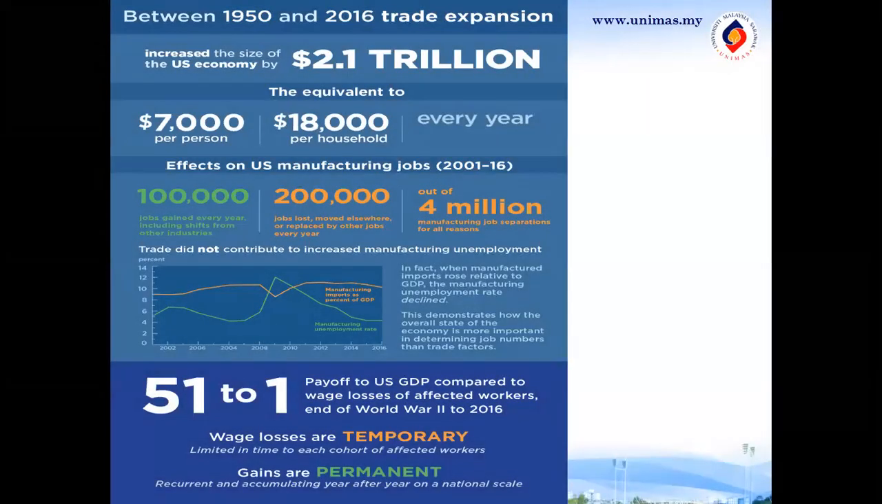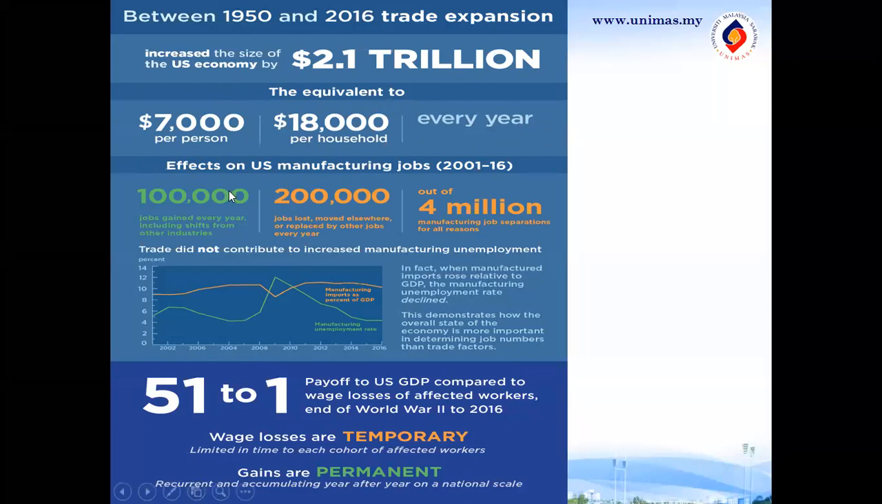Okay, so this is also another empirical evidence, if you will. Between 1950 and 2016, the U.S. economy has increased its size by 2.1 trillion. We have never even seen a trillion. I don't think we have billions in our economy, let alone trillions. This is equivalent to 7,000 per person, or about 18,000 on average per household per year in terms of income.